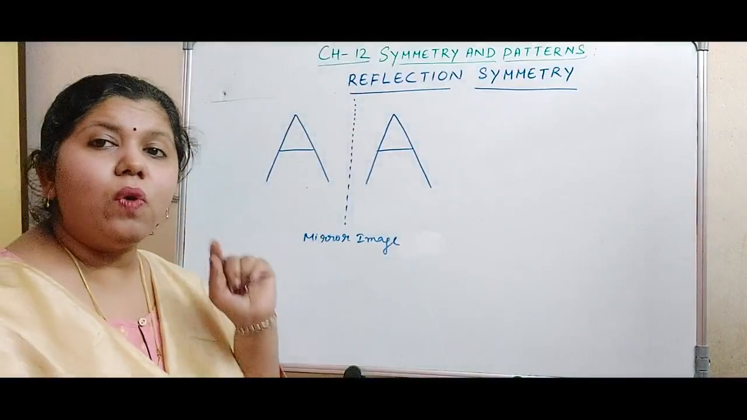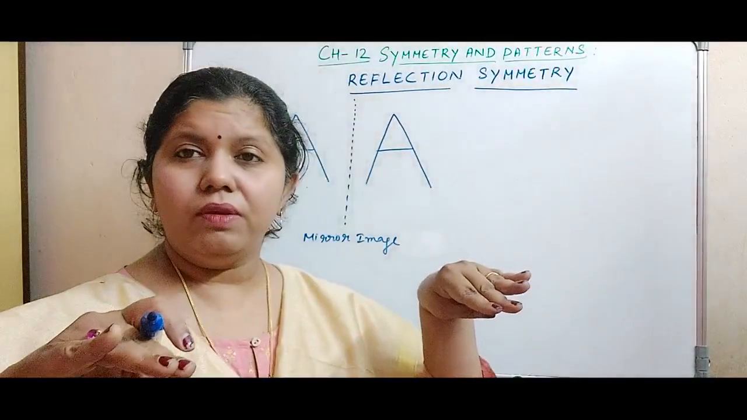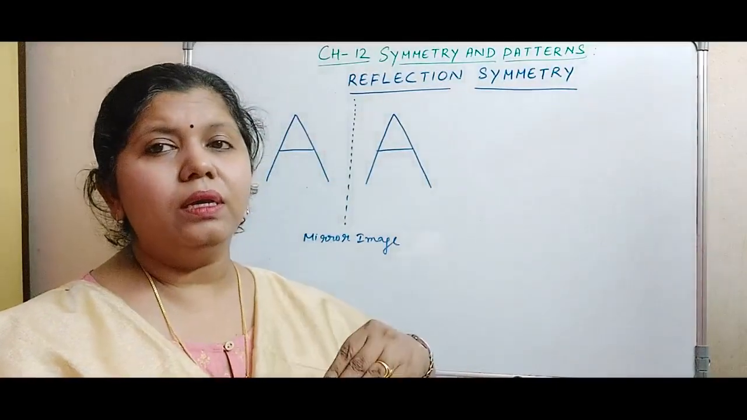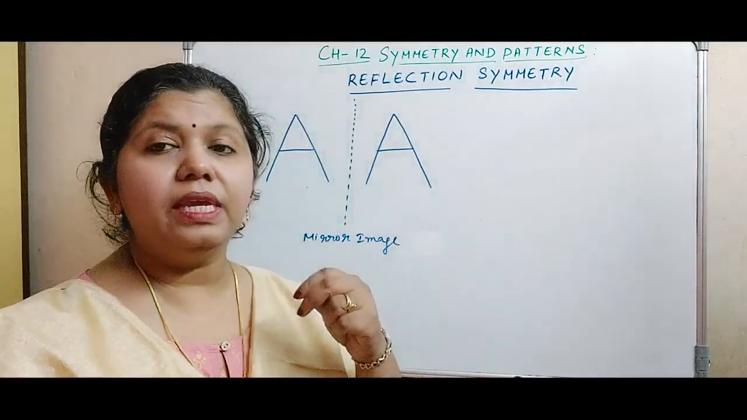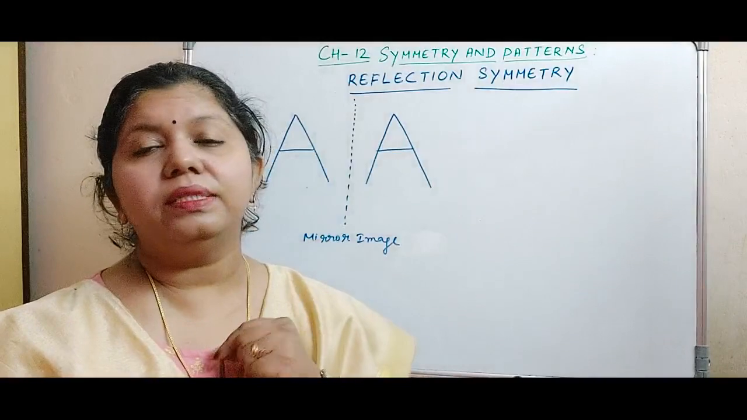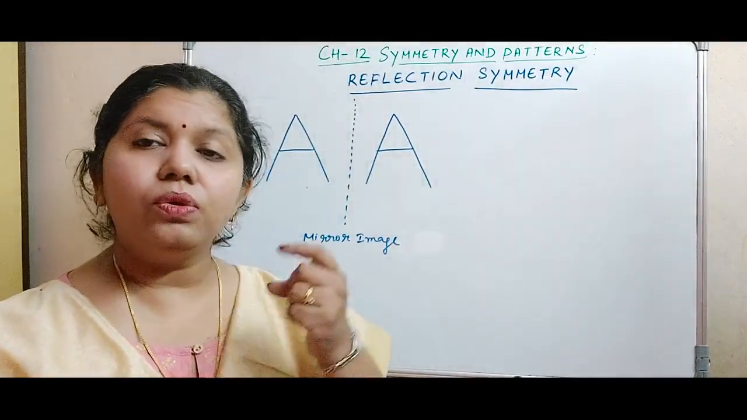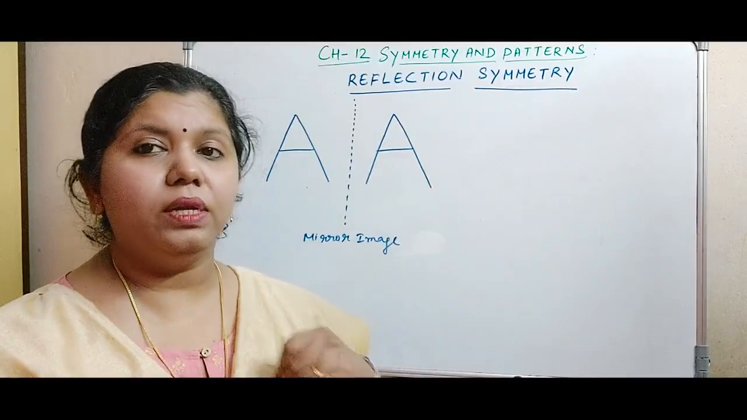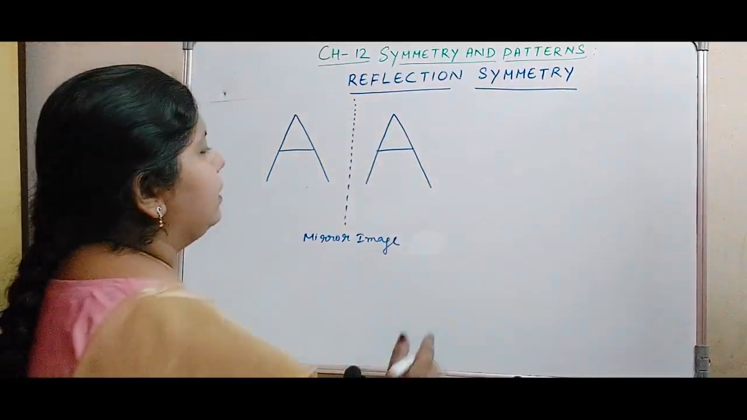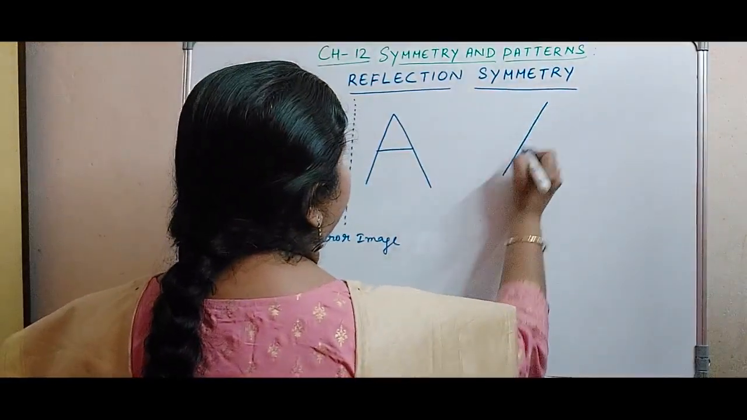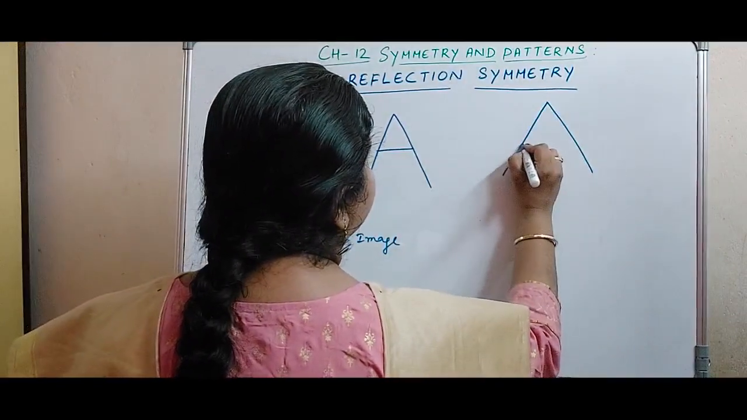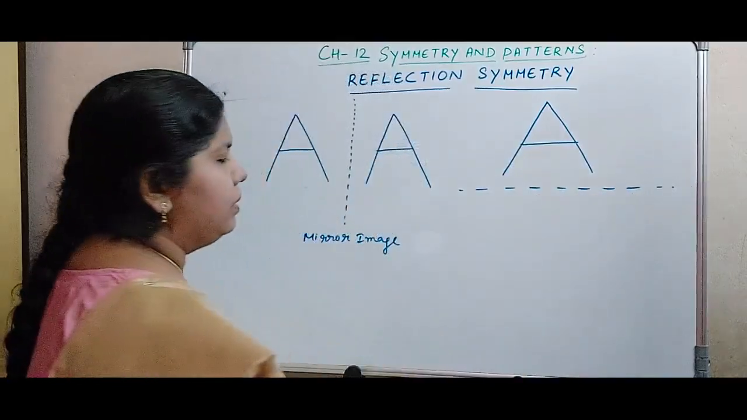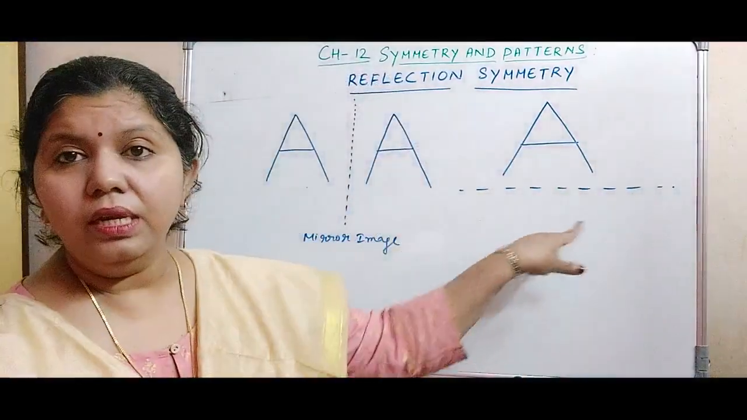But how is water? Water is always in a horizontal way. The image that you get in water, if you see, still water also acts as a mirror. That kind of image that you get there will be your water image. For example, the same letter A I am taking here, and now the mirror position is kept horizontally.